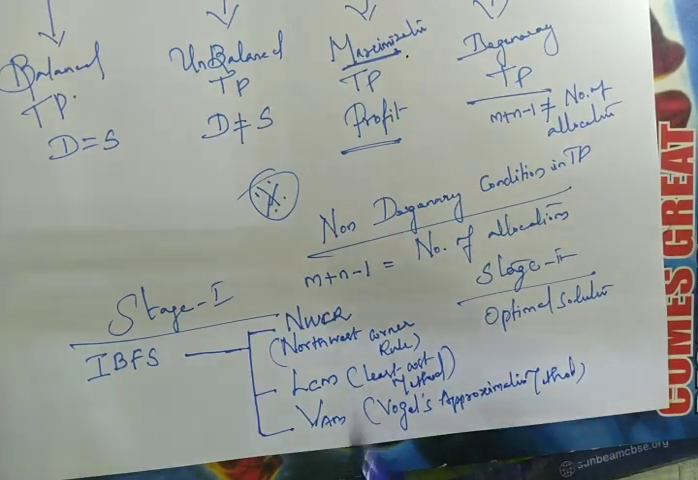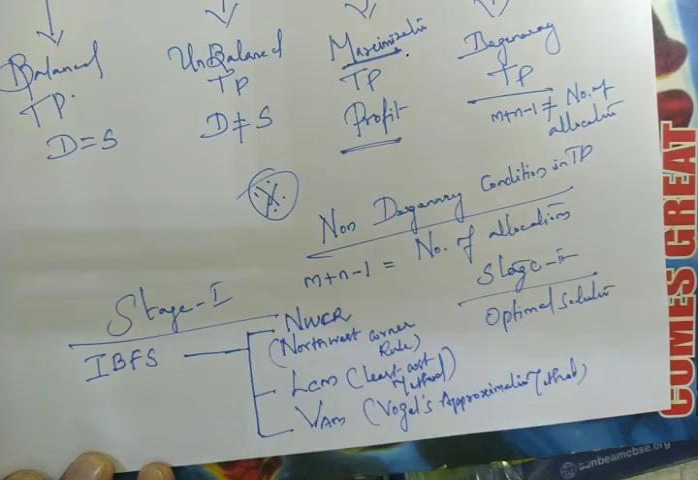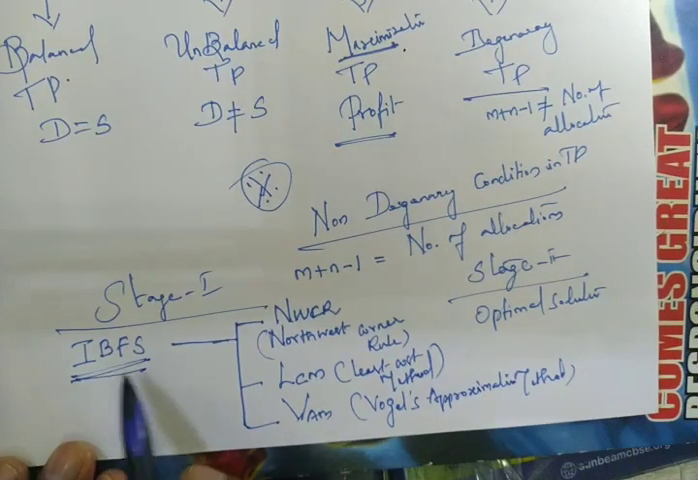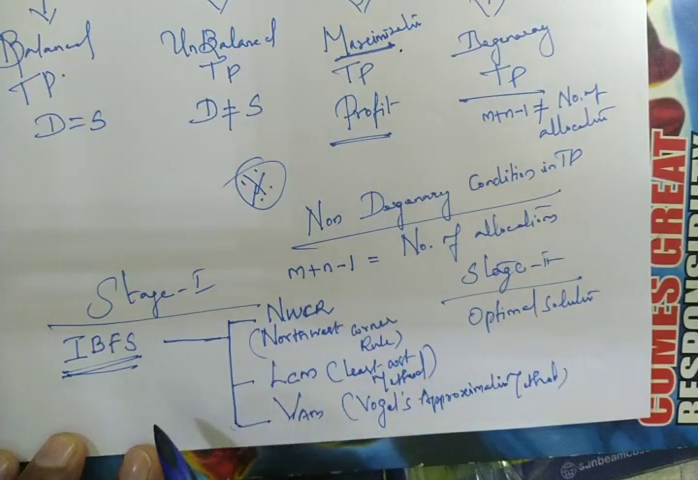So now, whenever you are going to solve the TP, we have to analyze it in two stages. Stage 1 is finding what? The initial basic feasible solution. It is not a final solution. Just finding an initial basic feasible solution, which you can find with any one of the three methods. You don't need to use all three methods to find the IBFS. If any TP is given, you can use any one among these three.